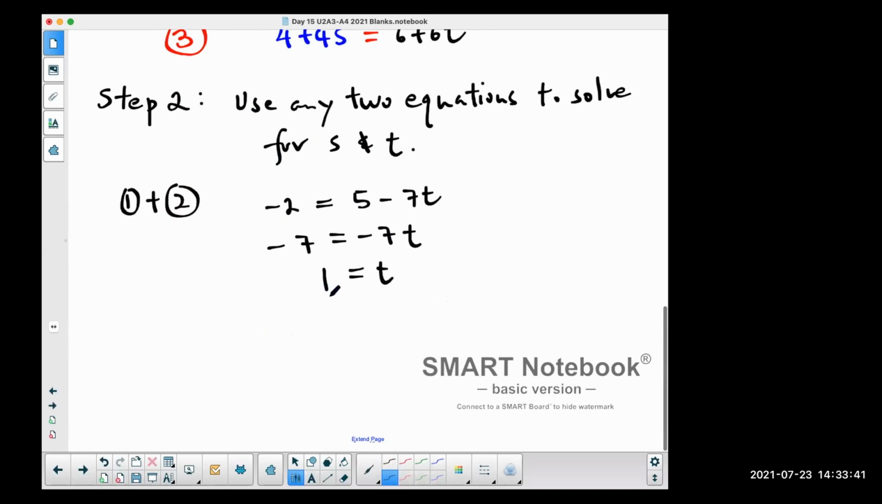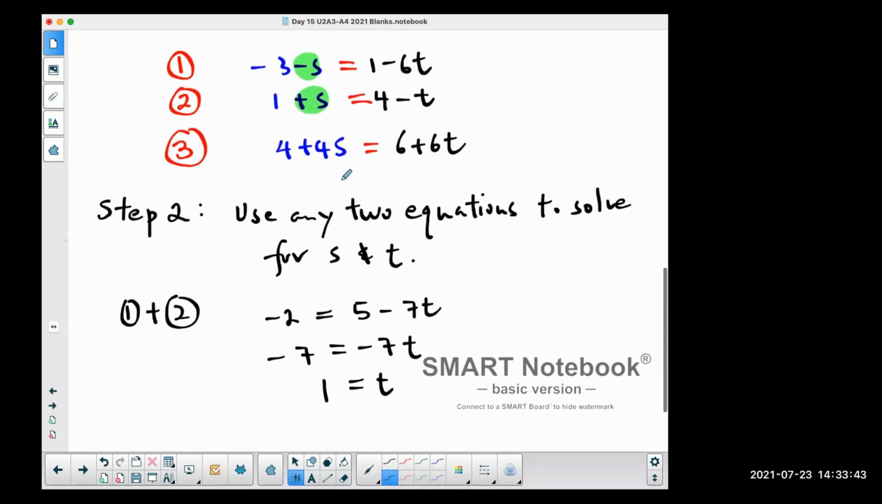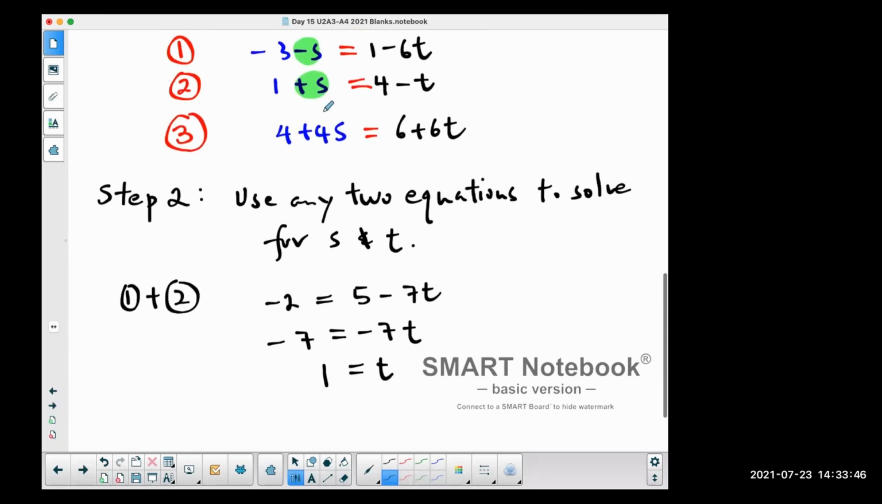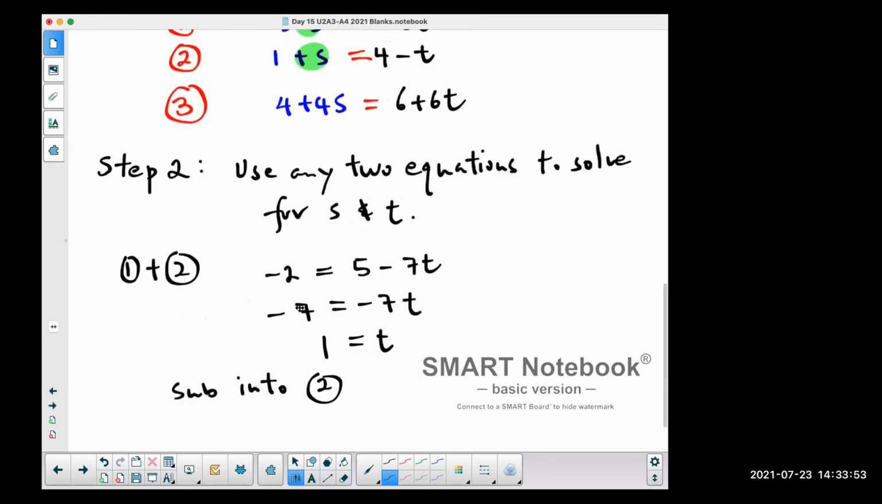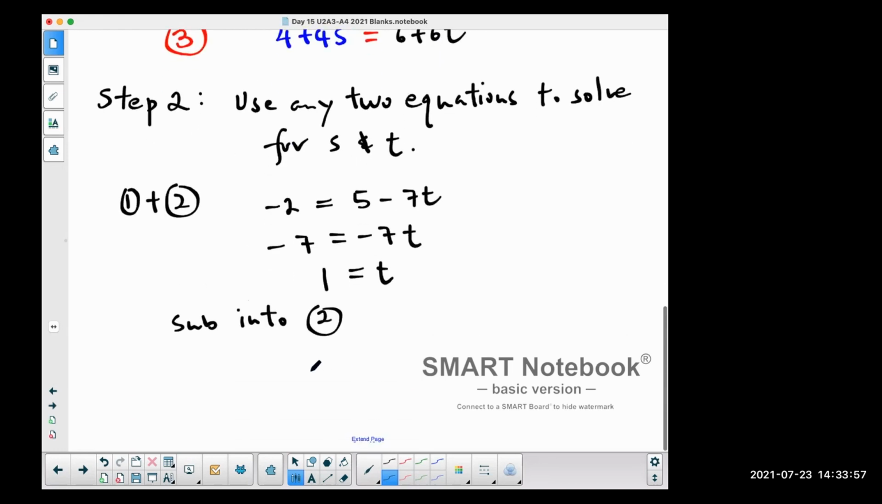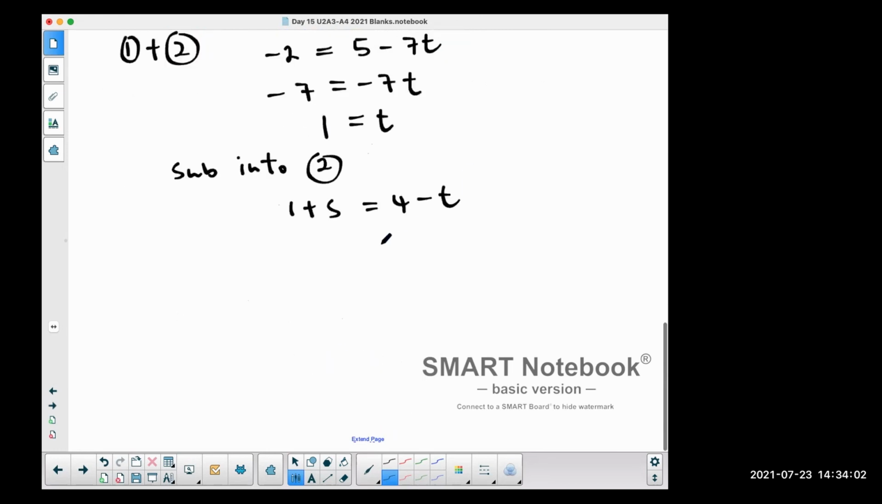And then I'm going to sub this into any one of those 3 equations to solve for the value of s. So let's say I sub into 2. Second equation says 1 plus s is equal to 4 minus t. Now, if t is equal to 1, this is 3, and s is equal to 2. Right? t equals 1, s equals 2.